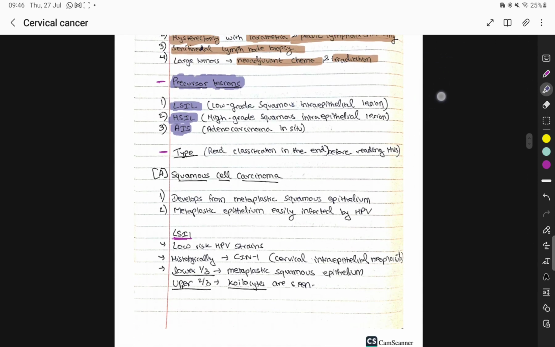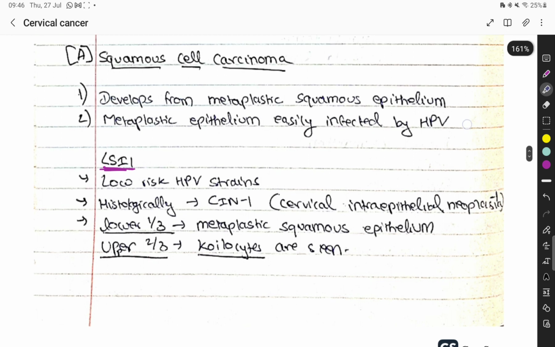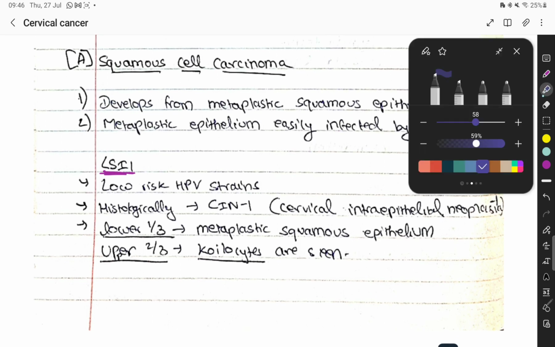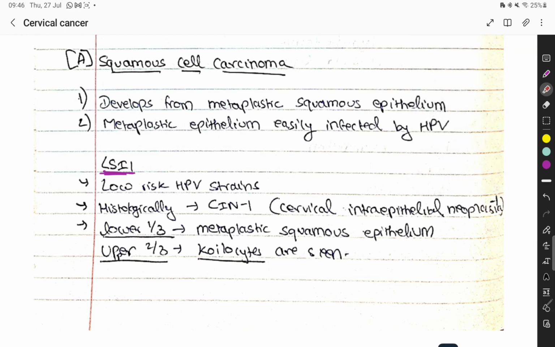Fine. We go back up to the first type of cervical cancer, squamous cell carcinoma. It develops from metaplastic squamous epithelium. Metaplastic epithelium is easily infected by HPV.